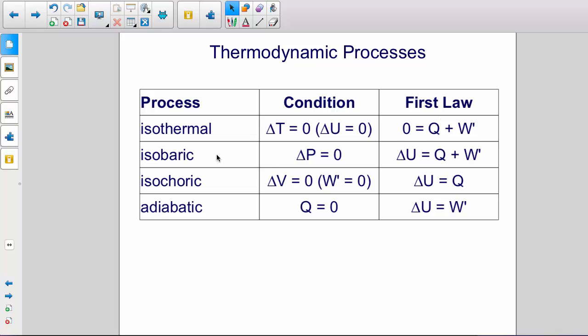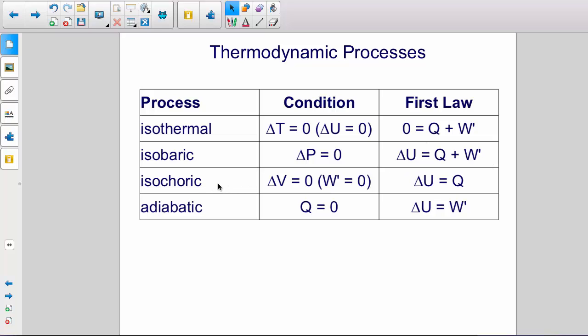The next process is the isobaric process. The change in pressure is zero. Here, the change in internal energy is just the heat and the work done on the system. In other words, we're seeing the original form of the first law of thermodynamics.